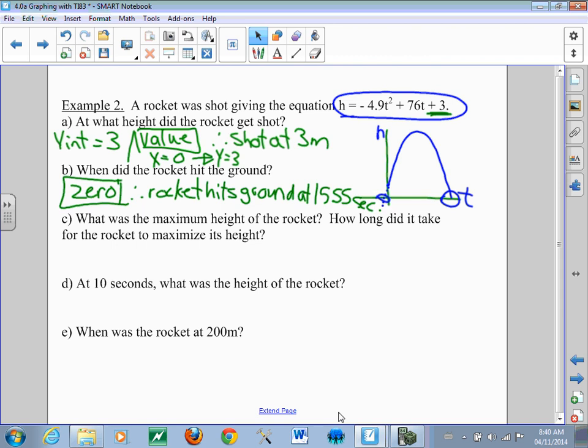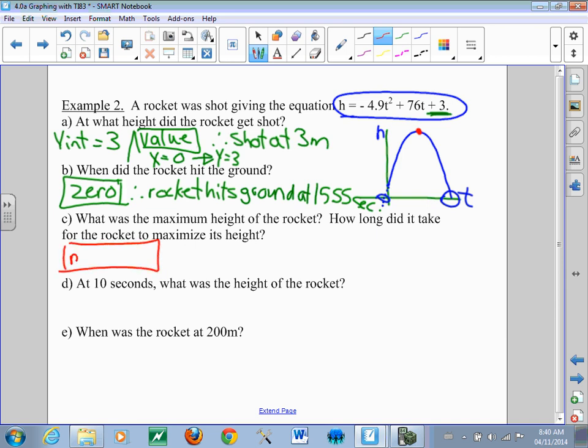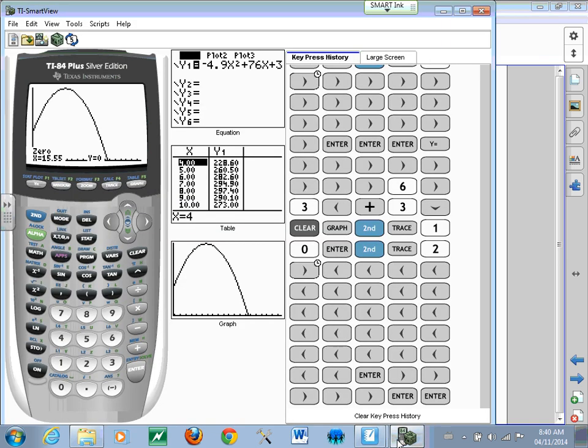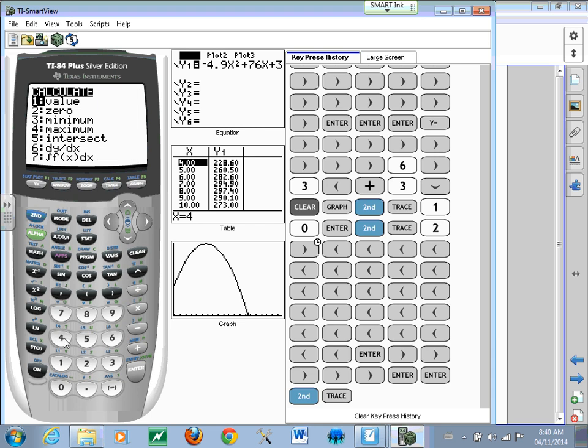All right. Question. What was the maximum height of the rocket? How long did it take for the rocket to maximize its height? So we want to find out the vertex, which is here. And in this case, that's called a maximum. So we need to know what the maximum height is and the time it took to get to the maximum height. So we're going to press our maximum button. So I flip over, go second trace, maximum.